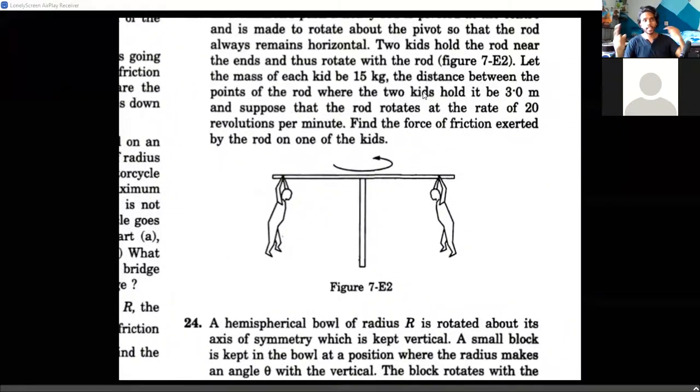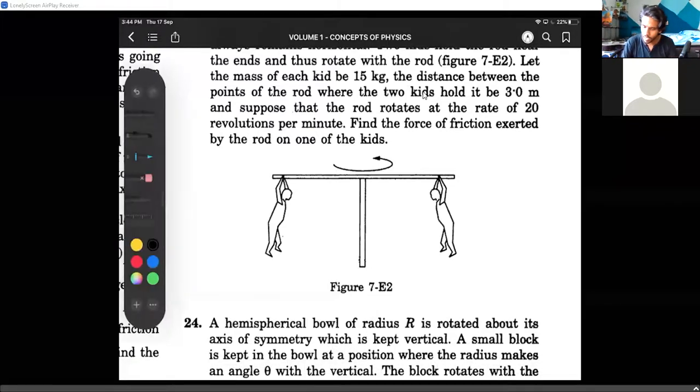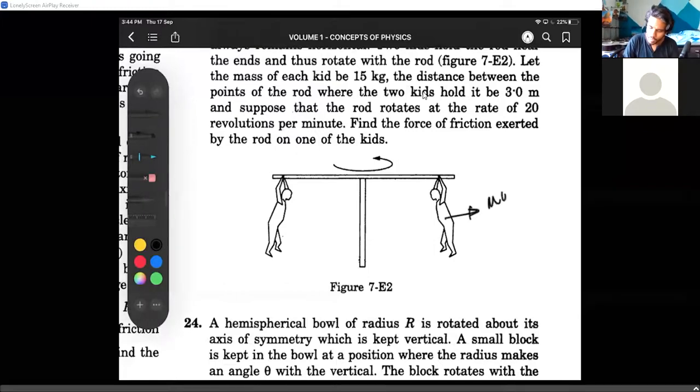These two men are actually going in circular motion. So what do you do in a problem like this? You simply take mv square by r here. Mg is acting downwards. There is some normal force here because he's only holding there, and there is some friction here. So that's it. He's not accelerating.